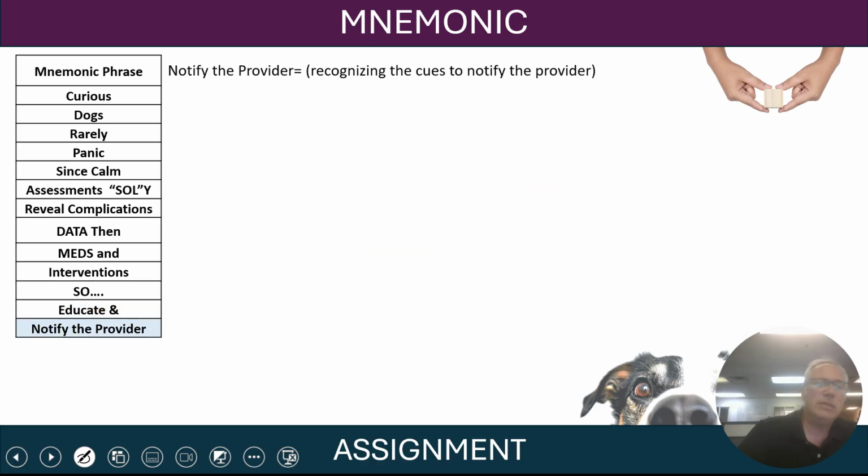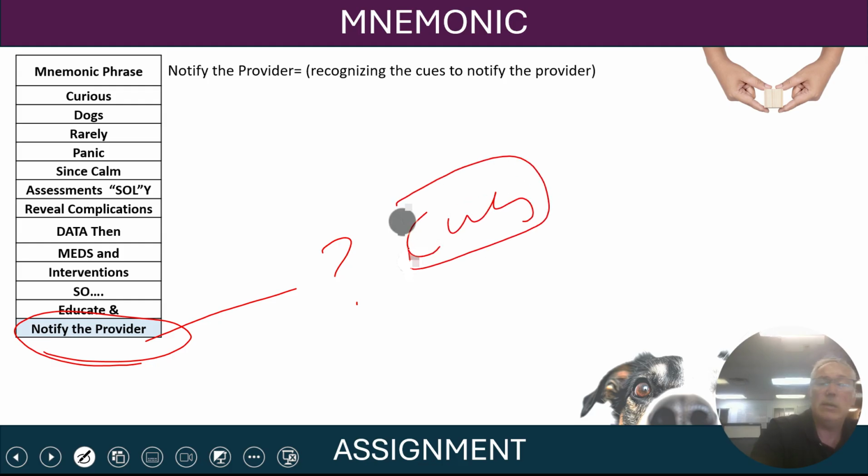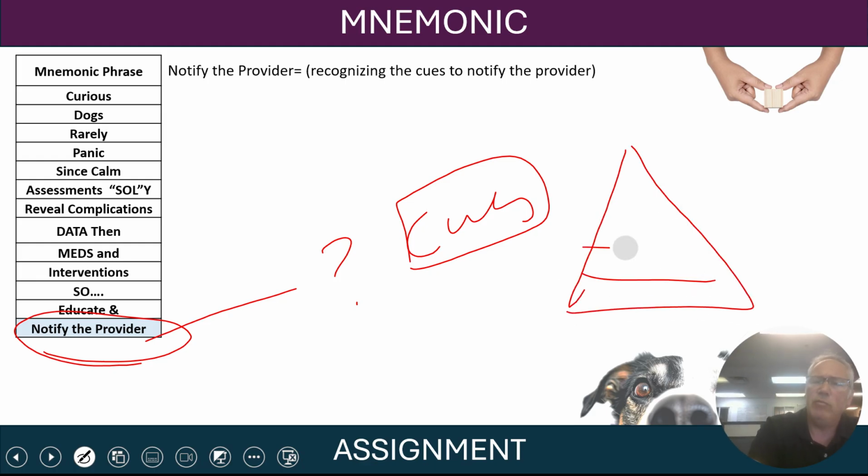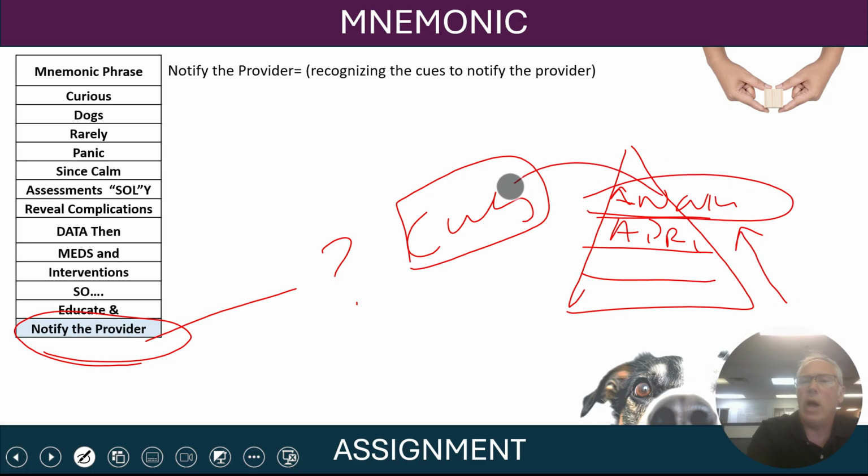All right, the next thing is notify the provider. Now, this is the most important thing: these are cues that sometimes it's beyond your control. That's one of the most important parts as we move up Bloom's taxonomy. You have recall, comprehension, application, but sometimes analysis, which is higher up. As you progress up this ladder, analysis might be like, wow, this is a bigger issue than what I'm able to do right here.